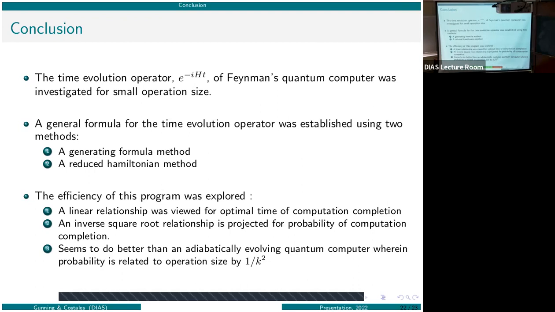Exploring the efficiency of our program, we found that there was a linear relationship between optimal time of completion and operation size, and an inverse square root relationship is still projected for the probability of computation completion. We seem to be doing better than, say, other quantum computers, such as an adiabatically evolving quantum computer, where the probability is related to the operation size by 1/k². However, we are hoping to, in the future, extend to higher k's, so that we would be able to more rigorously be confident that we are actually observing an inverse square root relationship between the probability of computation completion and operating size. And thank you.